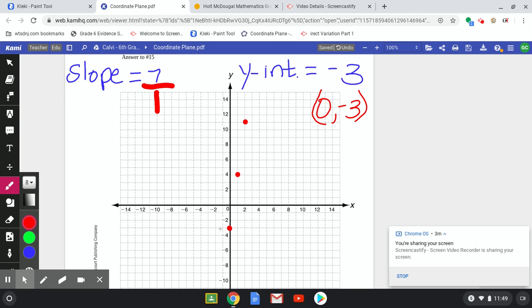Right 1. If I wanted more points down here from this bottom point, I would go down 7 and left 1. But this is fine. Okay? So this was for worksheet 2, showing you how to do number 1 and number 2. And I will talk to you soon.